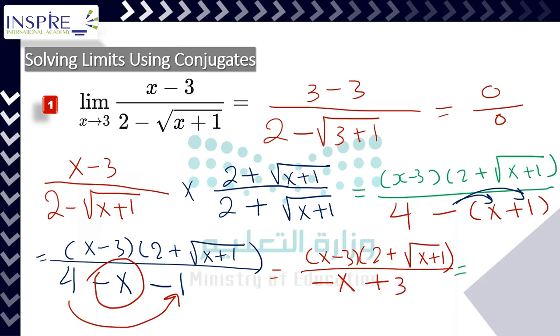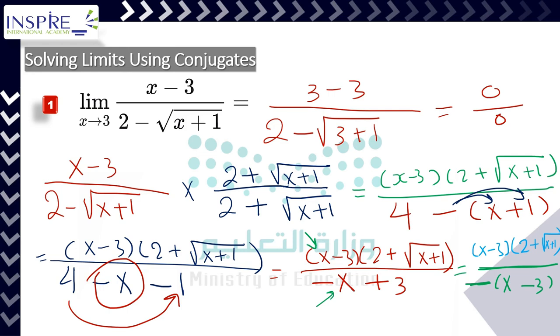And right now you just need to compare between this binomial and the denominator. We have x minus 3, so here we have an extra negative sign, so we'll take it out. So negative times what gives you negative x? It's negative times x, and negative times what equals positive 3? It's negative 3. And we got the same brackets, the same expression as the numerator, so we have x minus 3 here times 2 plus root x plus 1.